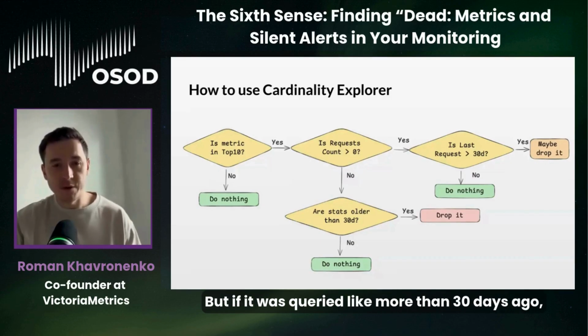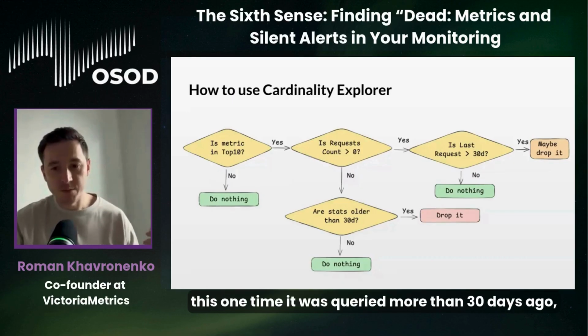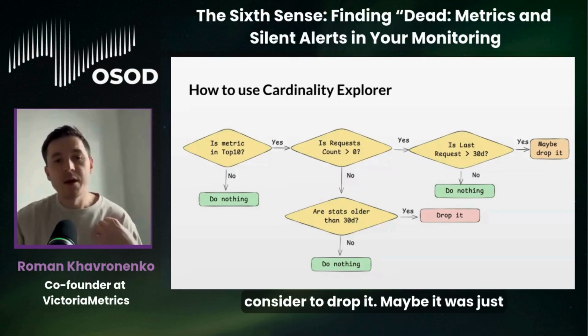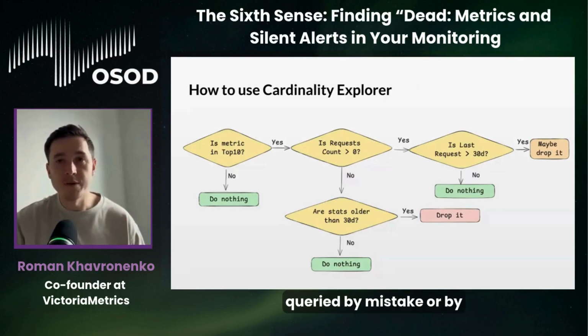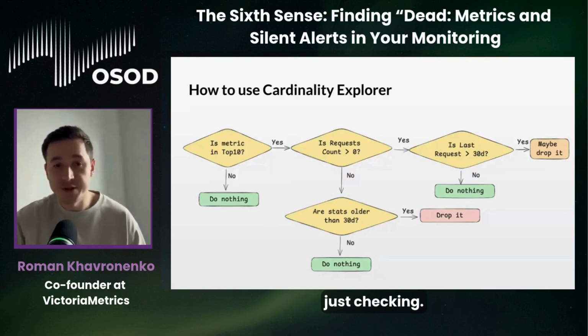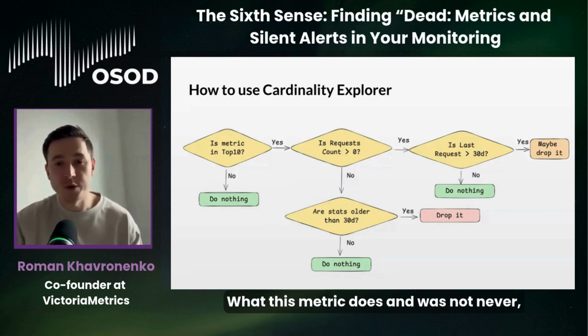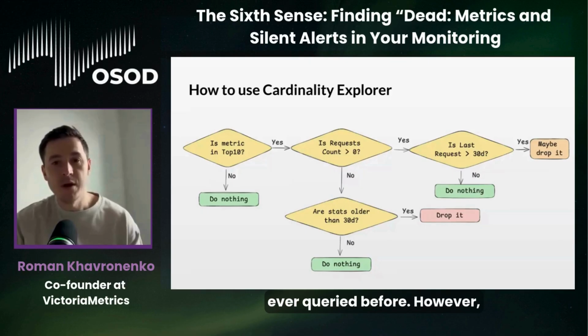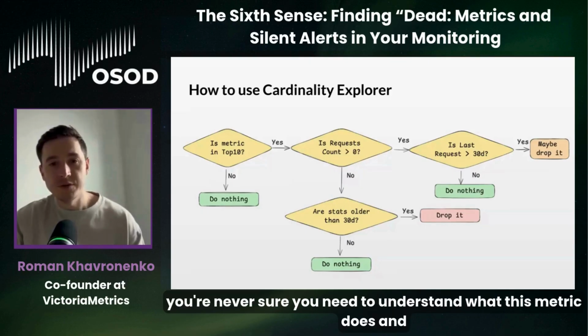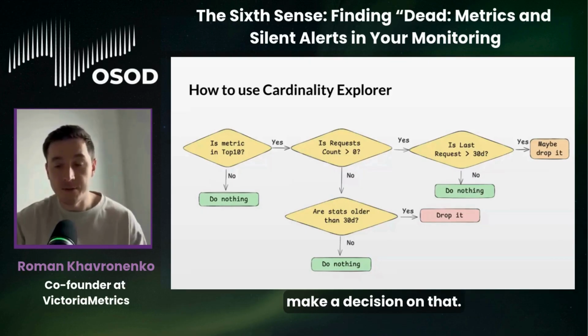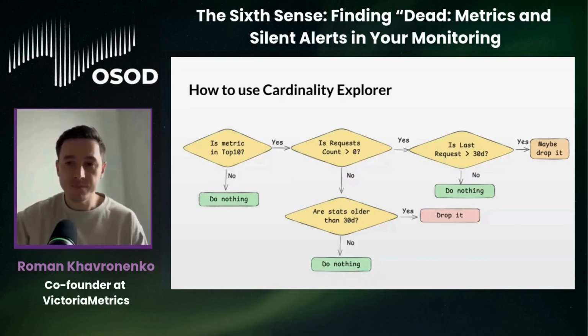But if it was queried only once, more than 30 days ago, consider dropping it. Maybe it was just queried by mistake, or by someone just checking what this metric does, and it was never queried before. However, you're never sure. You need to understand what this metric does and make a decision based on that.